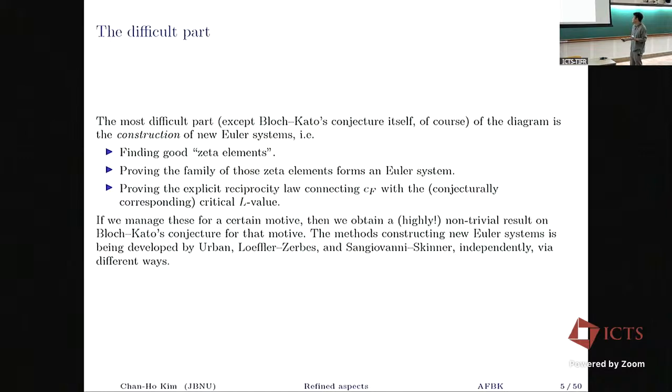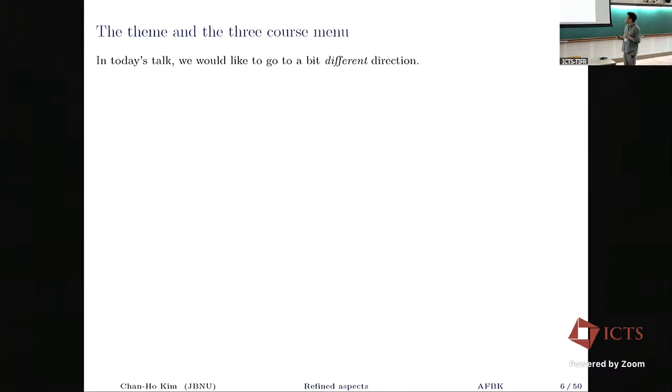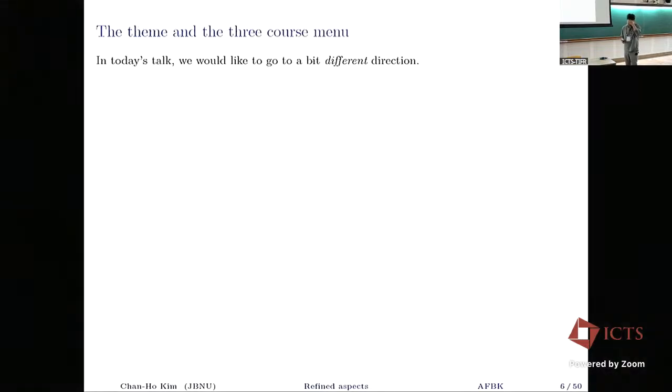This method of constructing new Euler systems is being developed by Eric Urban, Rafael Jarvis and Christopher Skinner, and independently by different approaches. So this is exactly what I will not talk about. In this talk, I'd like to go in a bit of a different direction. What do I mean?